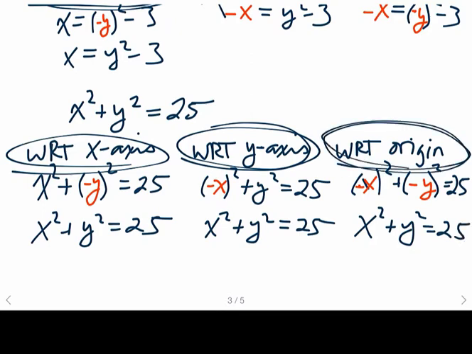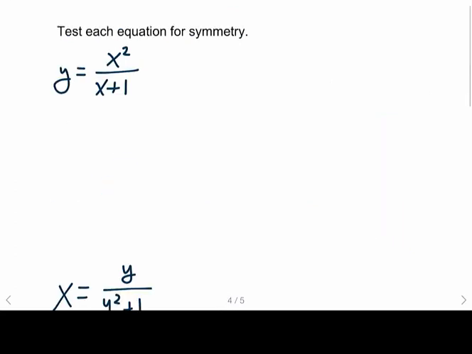origin as well. As a matter of fact, what you're going to find is if you have the case where you can say yes to any two of these, then you will always say yes to the third. It just kind of works out that way. The last two examples here.